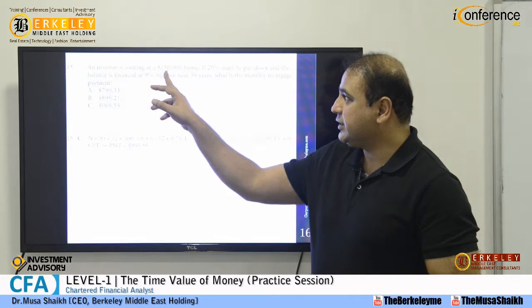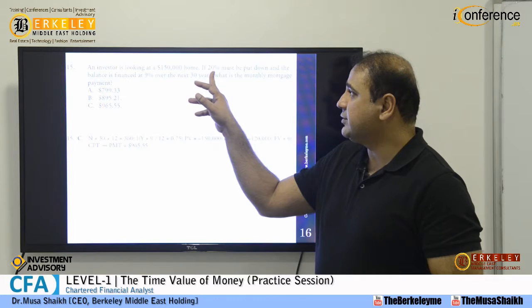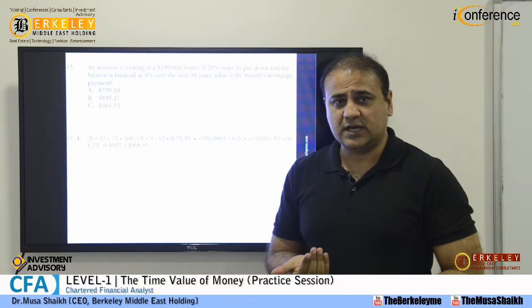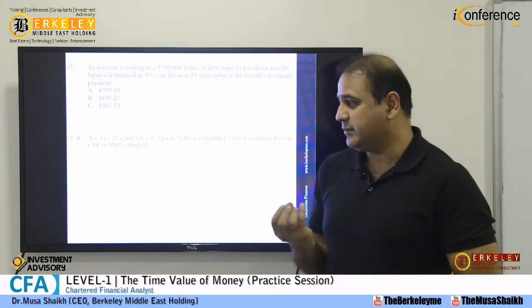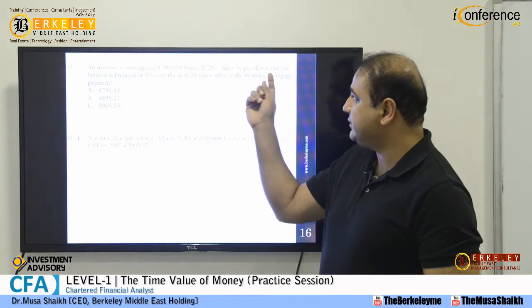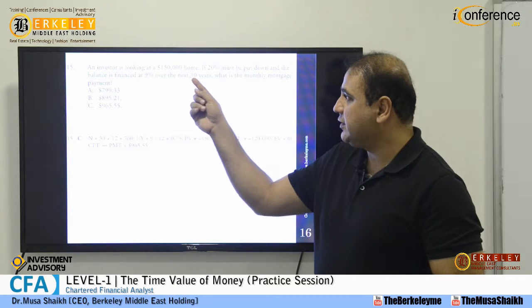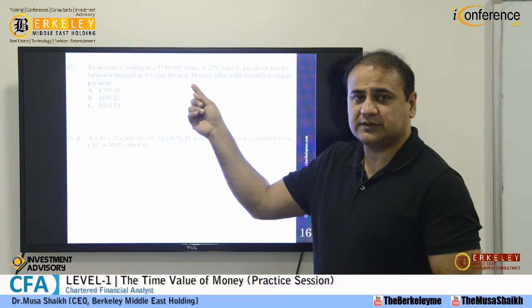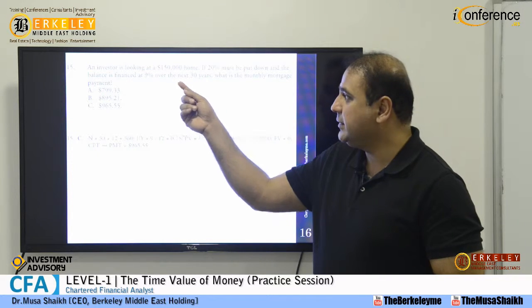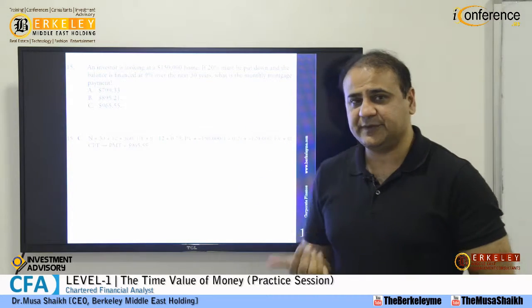Now we'll do a question that is really interesting. An investor is looking at a 150,000 home. So he is going to pay 20% as a down payment. So 80% of that will be the amount that we have to take into consideration, at 9% IY over the next 30 years. So 30 years is your time, and 9 is the rate over the period. And what is the monthly mortgage payment?